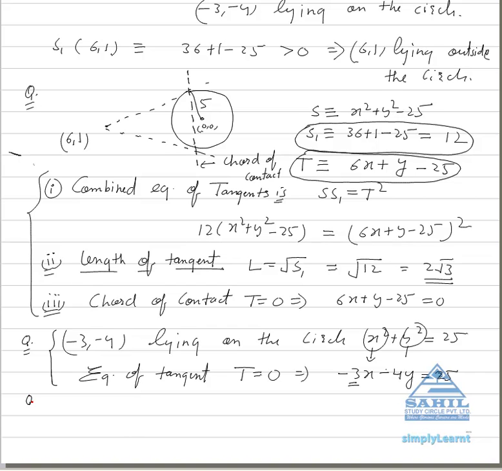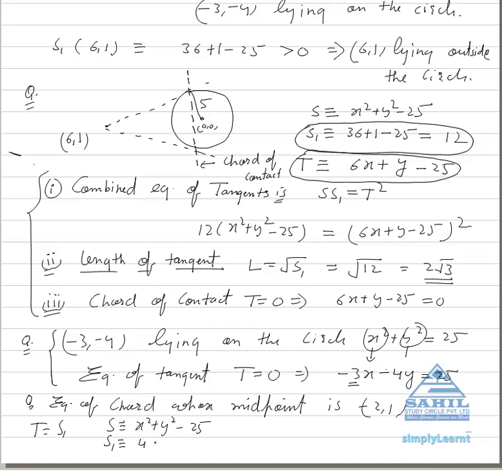And last we can do with this is that point minus 2 comma 1 is lying inside the circle. If that point is lying inside the circle, then we can find out the equation of chord whose midpoint is minus 2 comma 1. Now what we have to find out right now? The equation is T equal to S1. We have to find out that S is the same, S is x square plus y square minus 25. What is S1? S1 is equal to 4 plus 1 minus 25. That will be equal to minus 20.